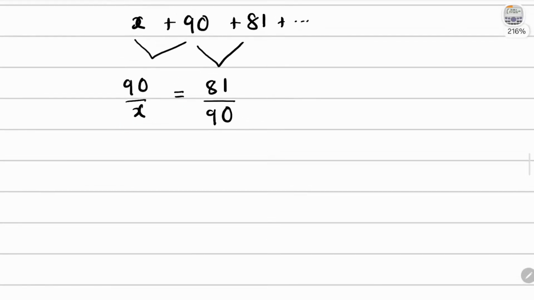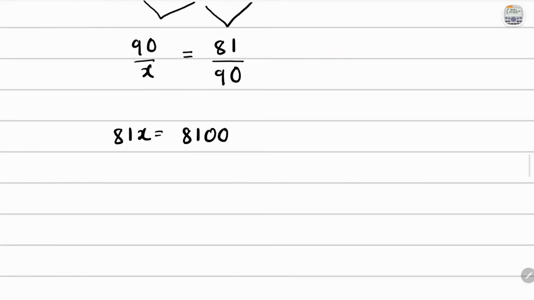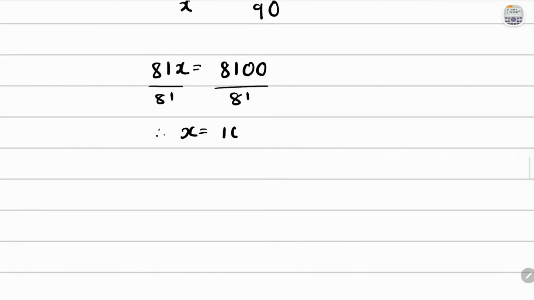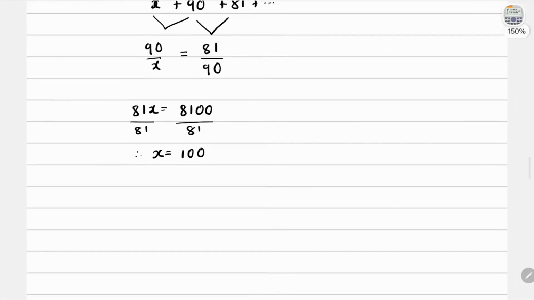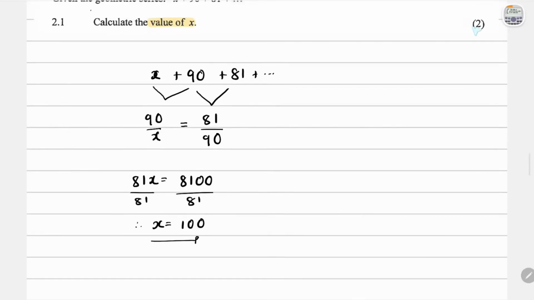You can cross multiply, that's fine, or you can just think about it as transposing the x. If we cross multiply, that's 81x is equal to 90 times 90, which is 8,100. Then if we divide both sides by 81, x is equal to 100. So x is equal to 100, and that is our answer.